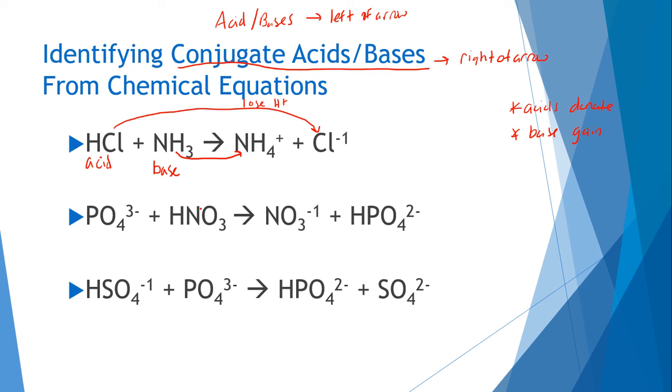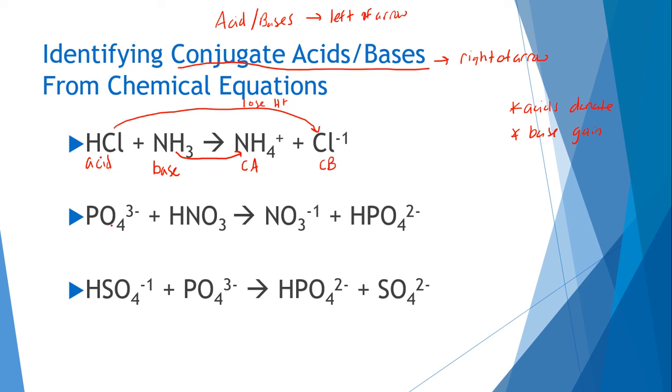Now remember, with conjugate acids and conjugate bases, they're opposites. So if this one is an acid, Cl negative is going to be my conjugate base. If NH3 is my base, that means ammonium, or NH4 plus, is going to be my conjugate acid. And the reason for that is if I needed to reverse this reaction, they would do the opposite. NH4 plus would give up a hydrogen, and chlorine would gain one.